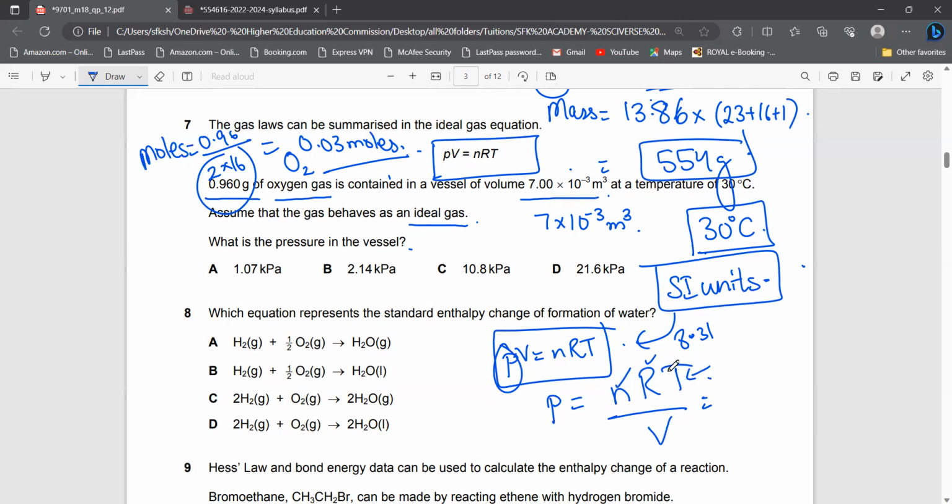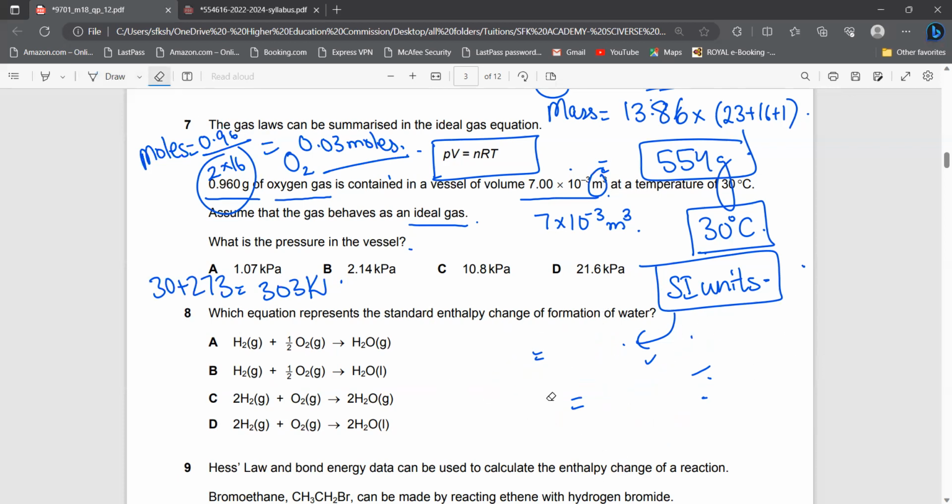Temperature needs to be converted into Kelvin as well. So 30 needs to be added to 273. So it's going to become 303 Kelvin. Remember, you need to convert the temperature into Kelvin. What about the volume? Volume is already given in SI units, in meter cubed. So let's put everything in this particular equation now.